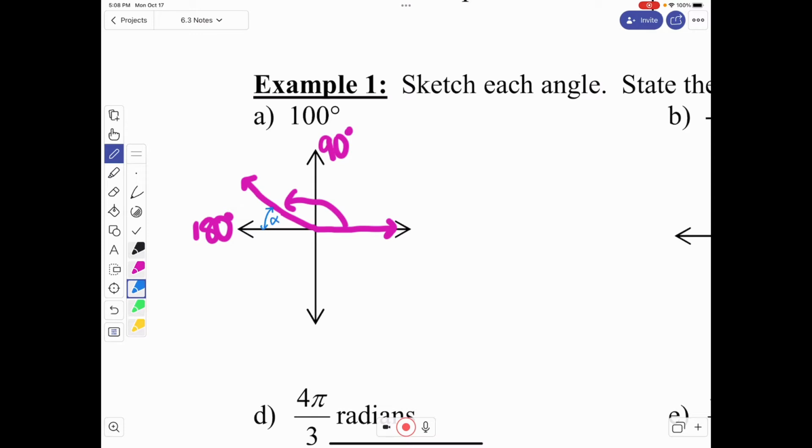It's this distance between our terminal side and the closest x-axis. This is the closest x-axis. So we're trying to figure out the distance between the terminal side and the closest x-axis. Remember, this was 100 degrees. Basically, what is the distance from 100 to 180? Well, that is 80 degrees. So our reference angle is 80 degrees.